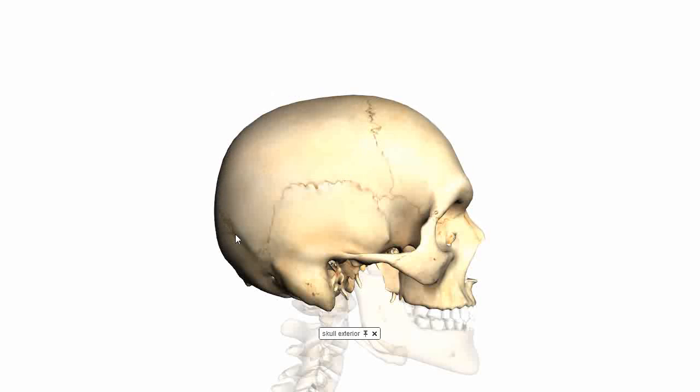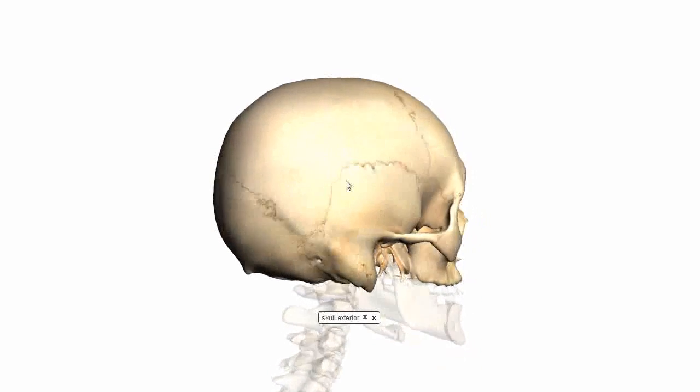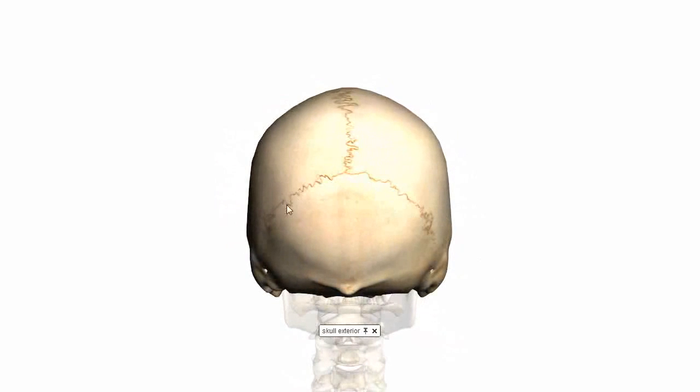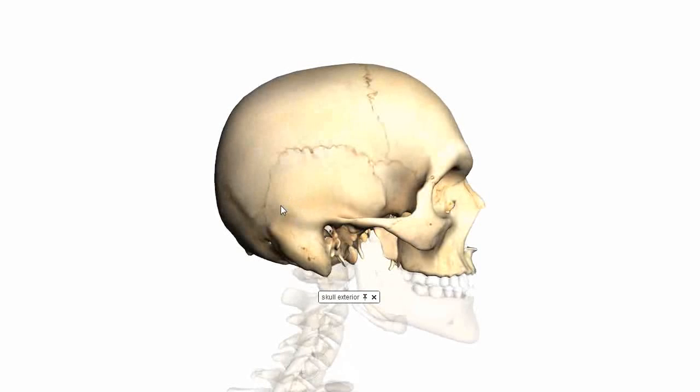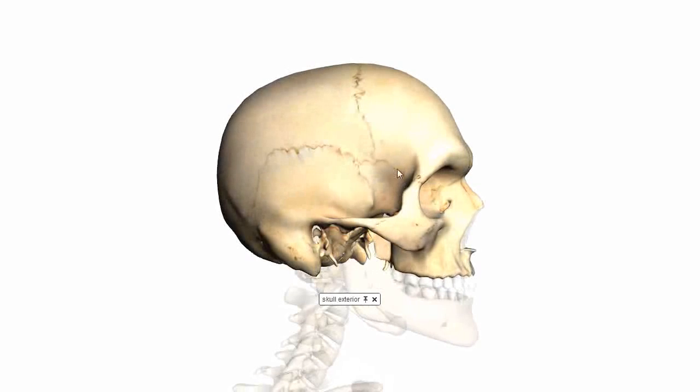So this big parietal bone makes up a lot of the lateral wall of the skull. And you can see at the front it articulates via this suture with the frontal bone, and posteriorly it articulates via this suture with the occipital bone. Inferiorly it articulates with the temporal bone via this suture, and it also articulates with the greater wing of the sphenoid via this suture.